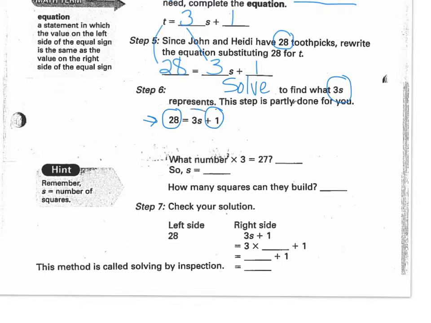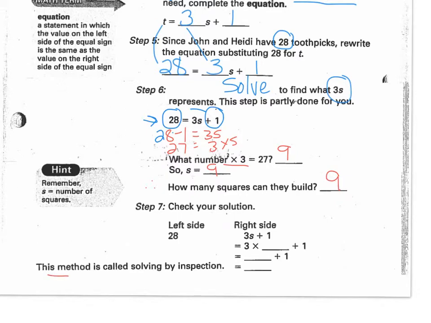The 1 will go to the other side, which makes it 28 subtract 1 equals 3s. 27 equals 3 times s. What number multiplied by 3 gives me 27? It's 9, so s is 9. Therefore, how many squares can they build? They can build 9 squares.